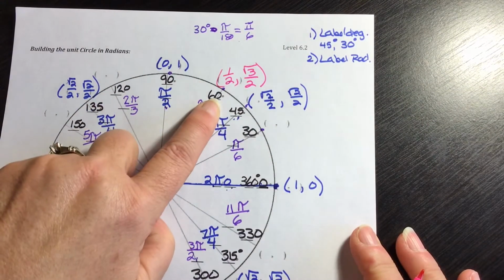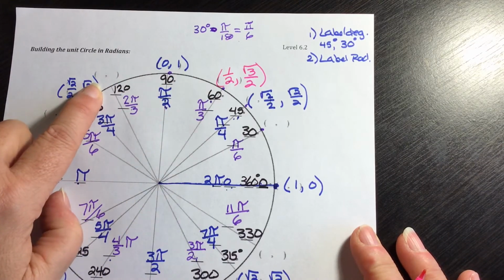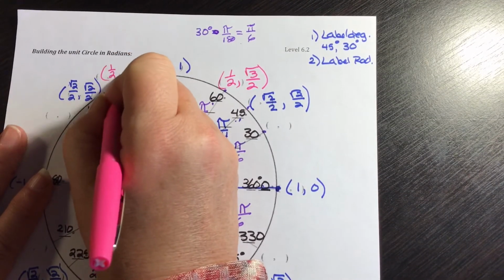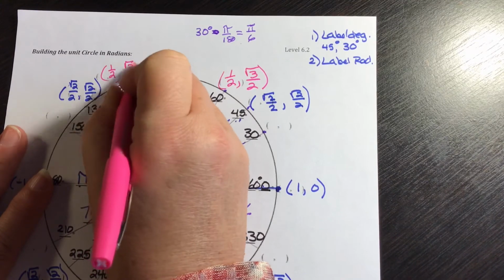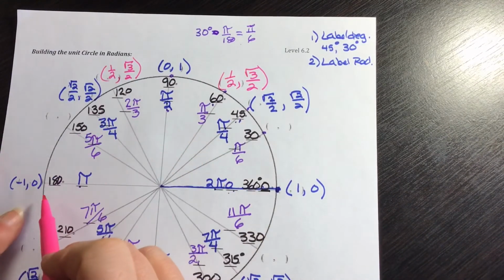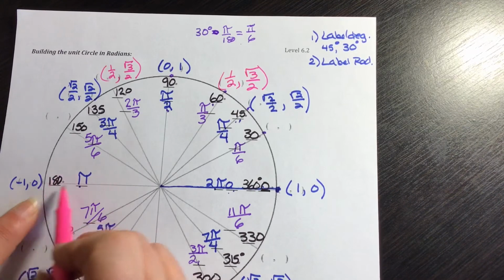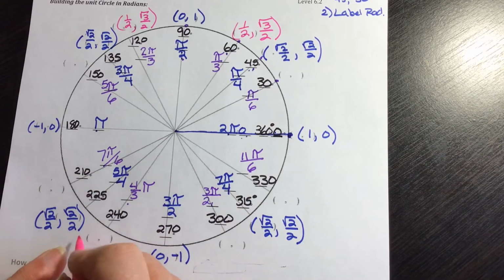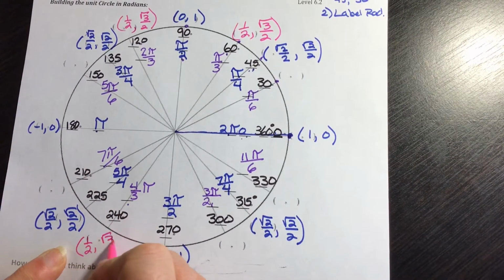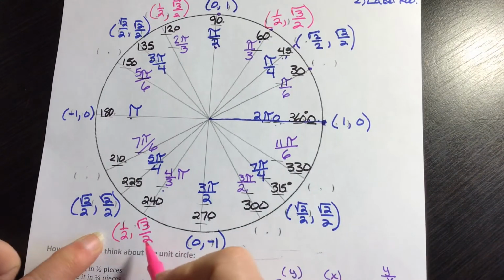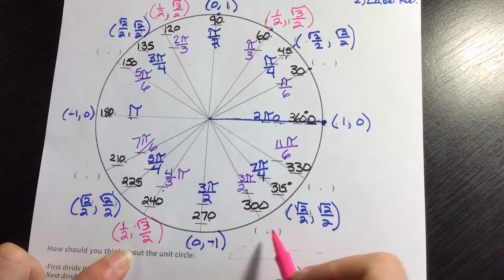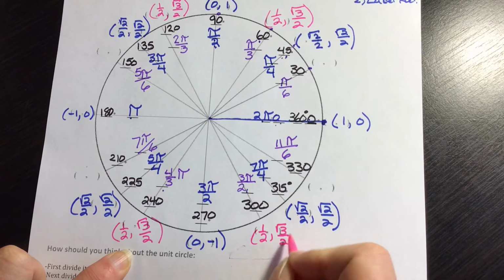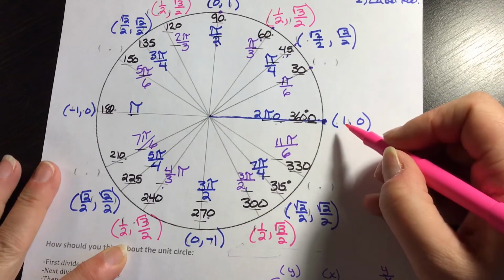All right, the next multiple of 60 is 120. It's going to have the same coordinates: 1/2 and square root of 3 over 2. Down here, this is another multiple of 60, but we've already got that labeled. The next multiple of 60 is 240, so I'll fill in 1/2 and square root of 3 over 2. The next multiple of 60 is 300. This is 1/2 and square root of 3 over 2, and then I get back to the beginning.